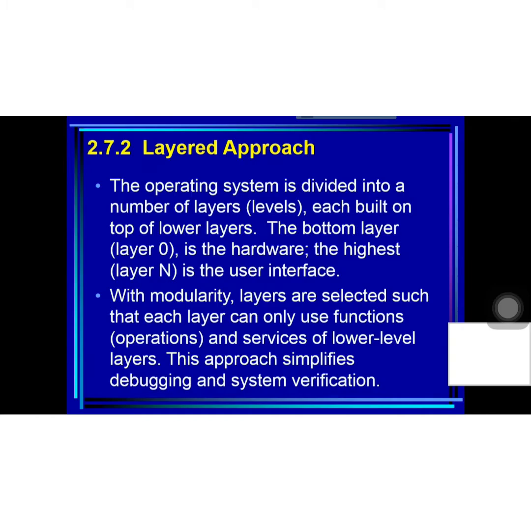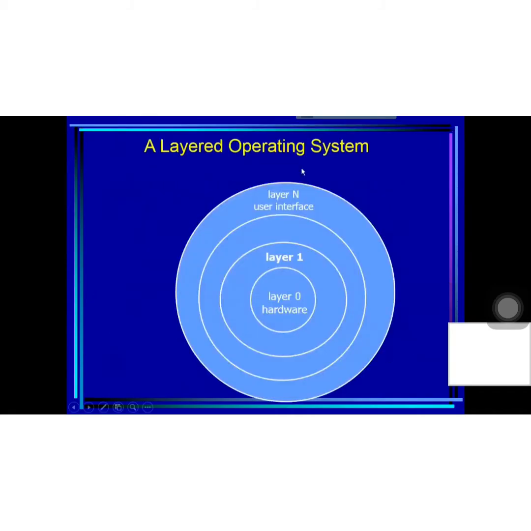A system can be made modular in many ways. One method is the layered approach, in which the operating system is broken into a number of layers. The bottom layer, layer 0, is the hardware. The highest layer, layer N, is the user interface. So, such as this picture. The lowest layer is hardware. The highest layer is user interface.